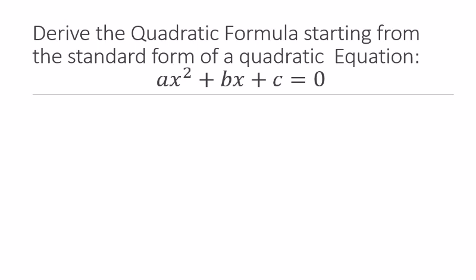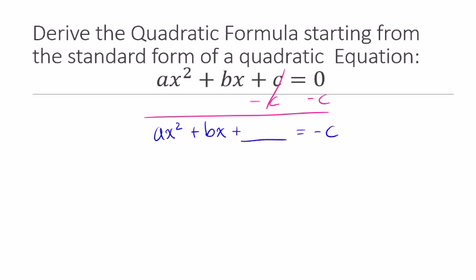Okay? All right. So we're going to pretend like we're doing the same thing that we just did with those last couple of problems, but this time we're doing it with a, b, and c representing the real numbers. So the first thing I would do is subtract c from both sides, right? So we get ax squared plus bx, and I'm going to leave room to complete the square here, equals negative c. So then I would factor out an a.